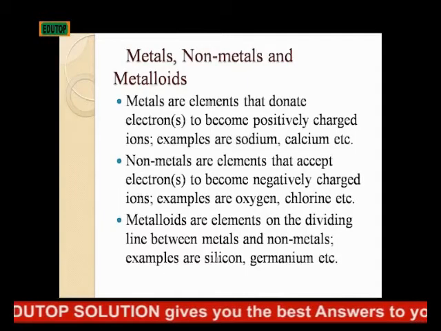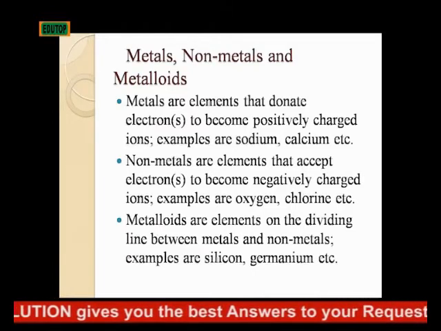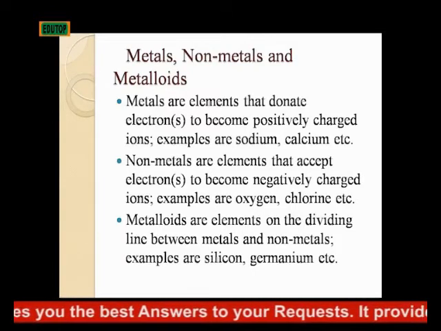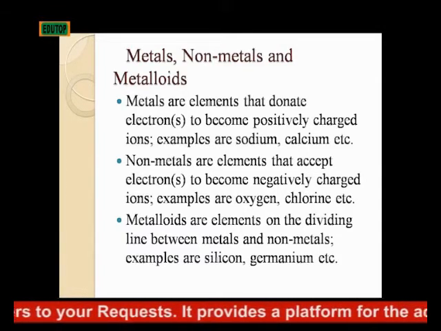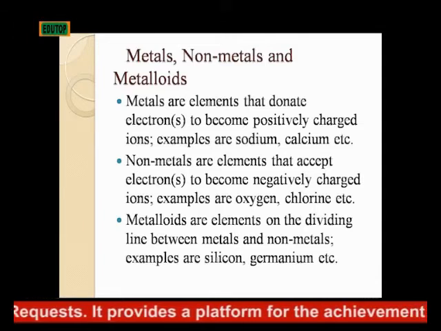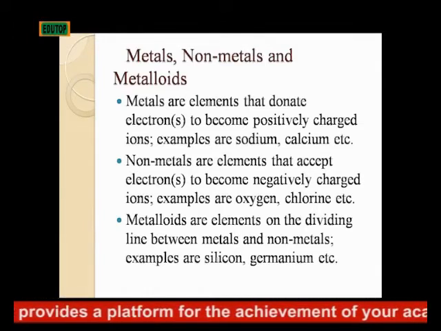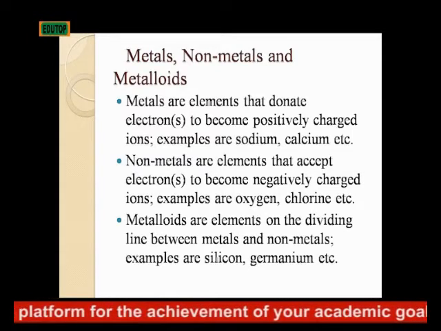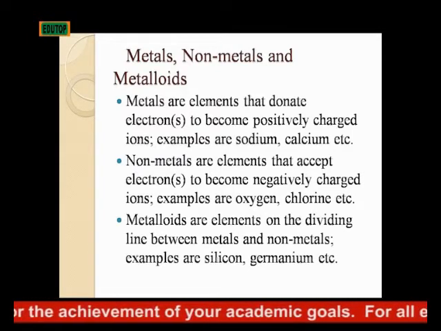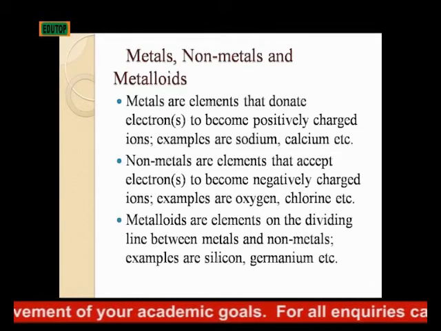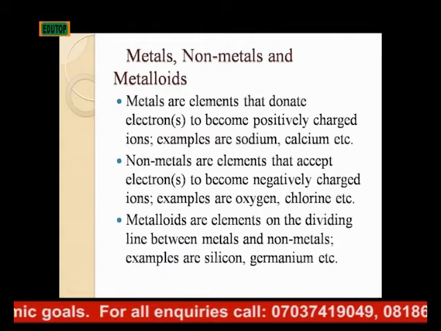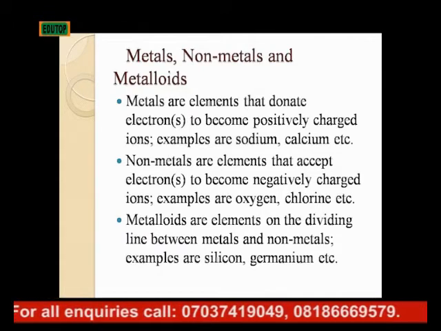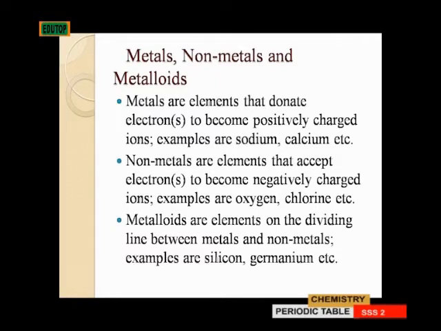Non-metals. Non-metals are elements that accept electrons to become negatively charged. Examples, oxygen and chlorine. We have so many other ones too. You have your sulfur and the likes. The metalloids. What are metalloids? Metalloids are elements on the dividing line between metals and non-metals. What do we mean by dividing line? That means they share both the characteristics of metals and the characteristics of non-metals. They are also called the semi-metals. Examples are silicon, germanium, etc.